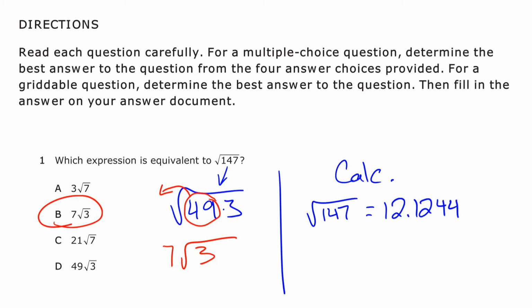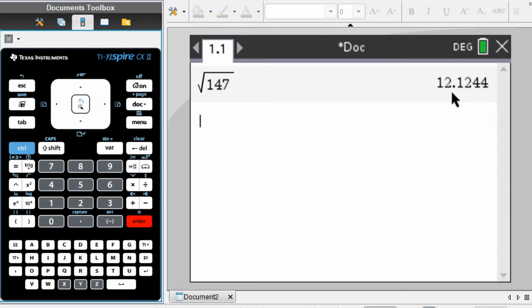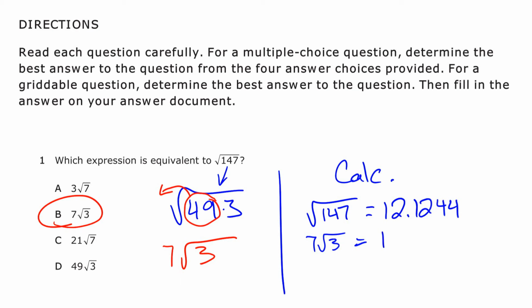That does not help you with your answer choices, so what do you need to do? Then type in each answer choice and see which one will match. Since we know B is the answer, let's go ahead and plug that into our calculator. 7 square root 3. 7 control squared 3. And we see that it is indeed the same number. No surprise that it's the answer.